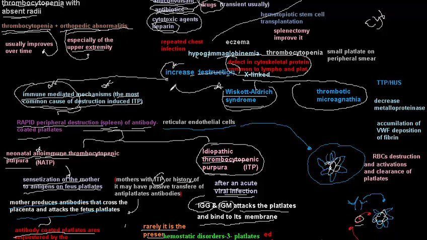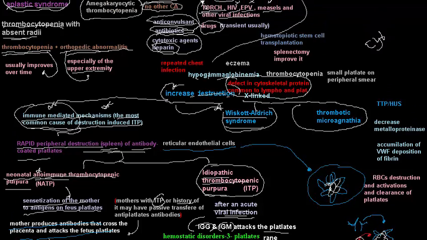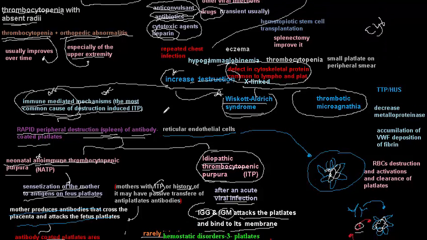In this video I'm going to continue my talk about the increased destruction disorders of platelets, that will lead eventually to the decreased number of platelets. I'm going to talk about Wiskott-Aldrich syndrome. Wiskott-Aldrich syndrome actually is a syndrome that causes a defect in the cytoskeletal proteins that contribute in the production of lymphocytes and platelets. So we have a problem in the proteins. One of the proteins that help in the buildup of platelets is an X-linked disorder.